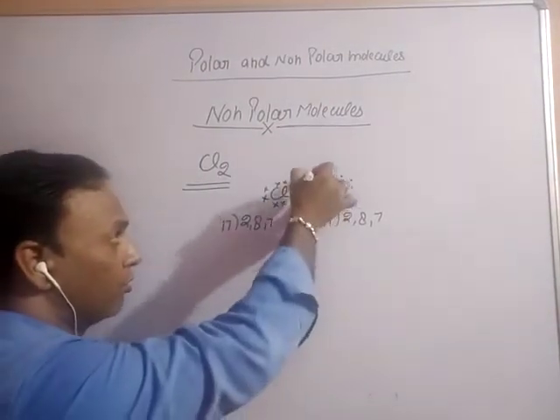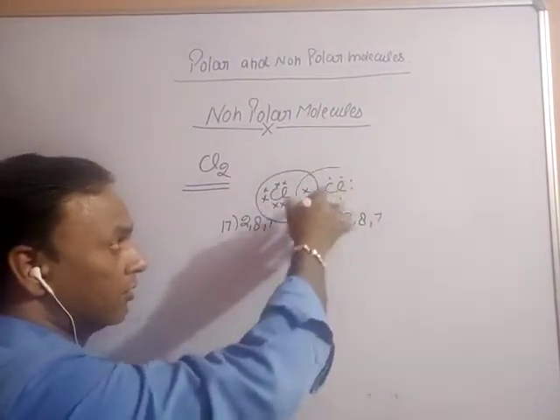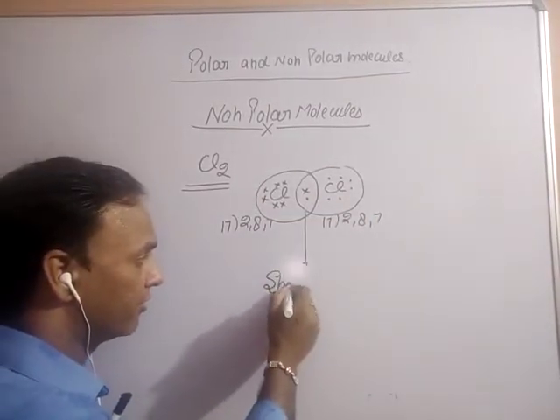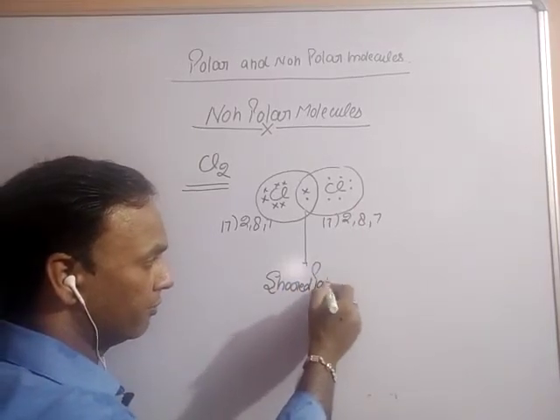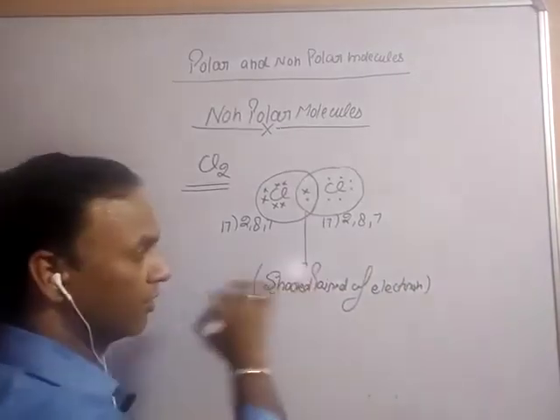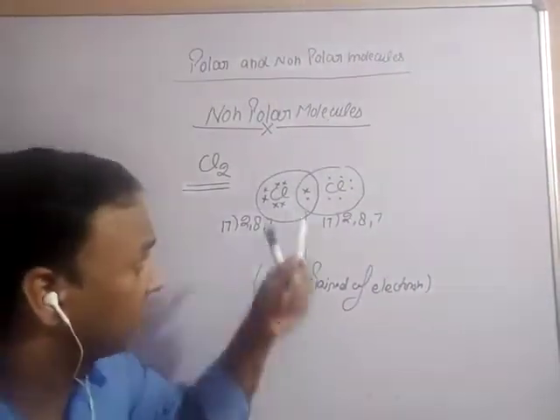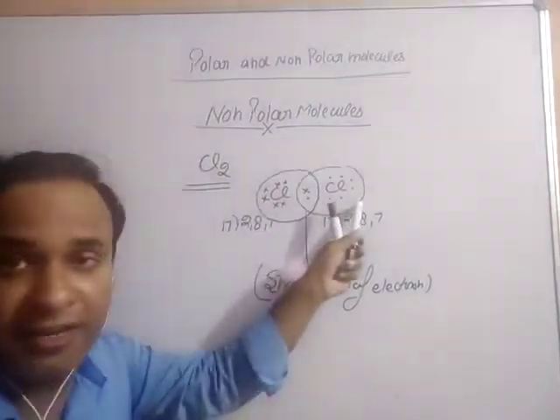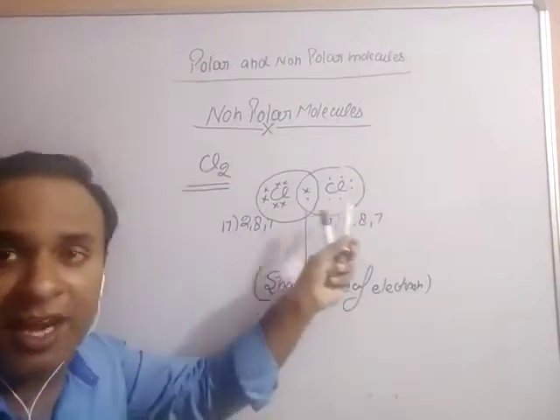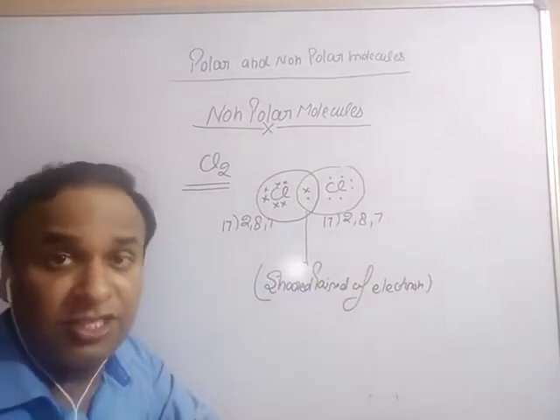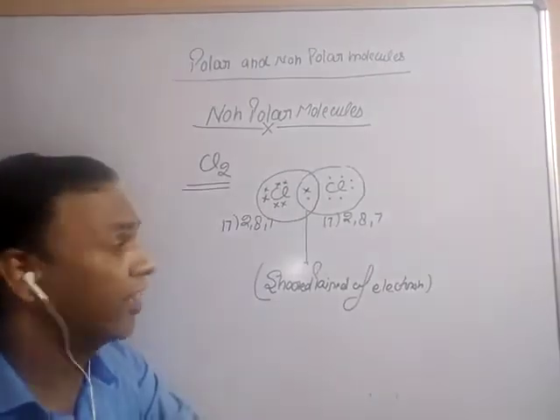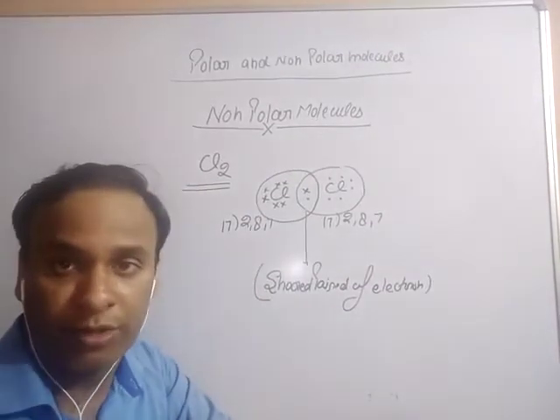Clear? So this is the shared pair of electrons, which exists at the center of both the atoms. That's why no positive charge and no negative charge is acquired over the atoms. Clear? In such kind of molecule, no positive charge and no negative charge exist. That's why it is called a non-polar covalent bond. Clear?